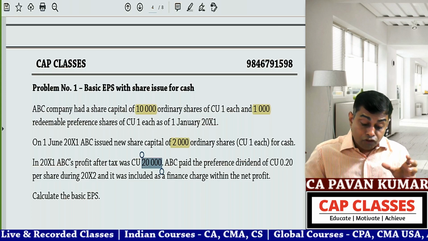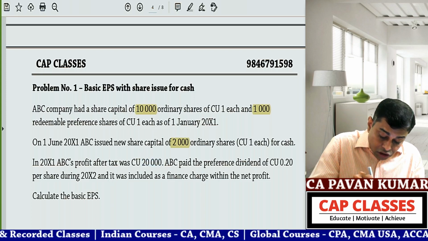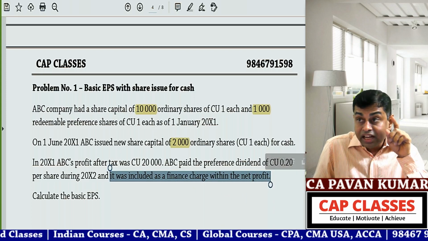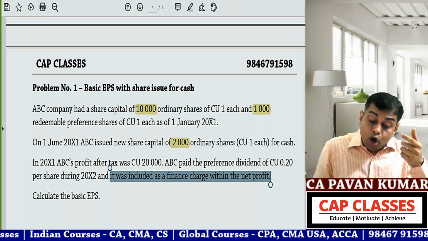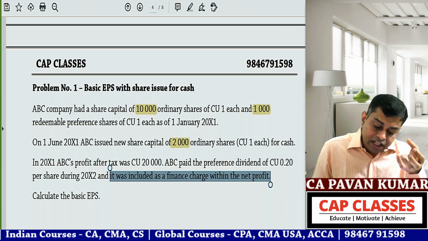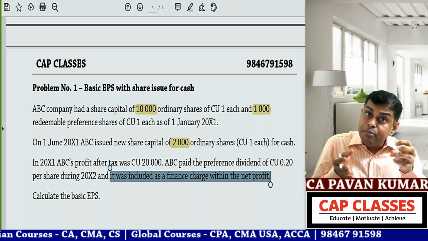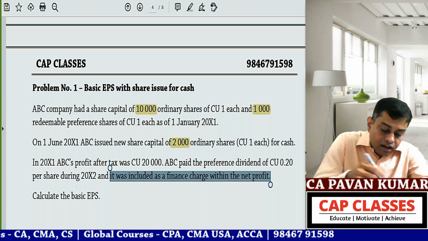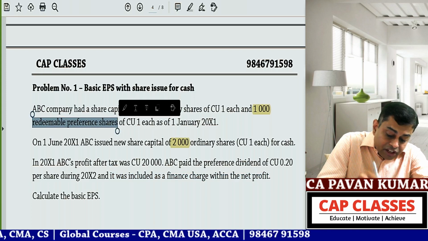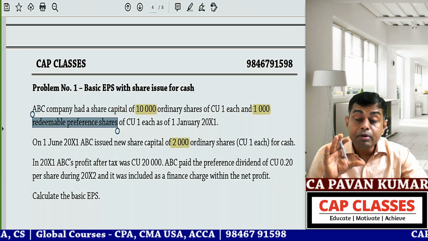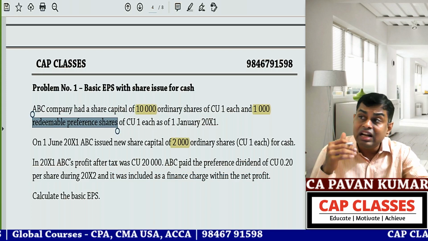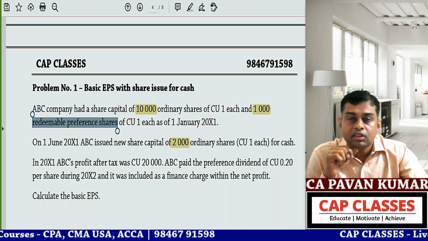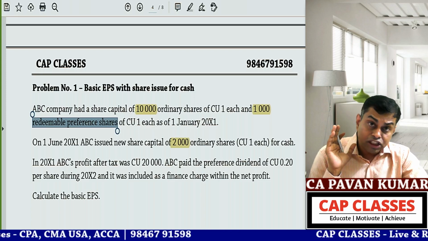If they have not given this phrase, it was already included as finance cost in calculation of net profit. If this sentence is not there, then probably you think, okay, this 20,000 is profit after tax before preference dividend, and then you will subtract it. But here, these preference shares are redeemable, no? Redeemable preference shares are to be treated as debt instrument, not equity instrument. That we'll discuss in financial instruments. That is a different story.